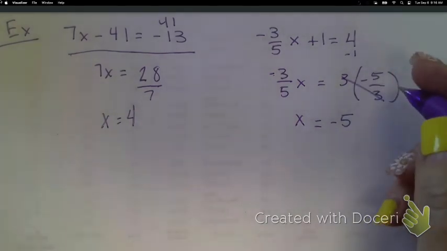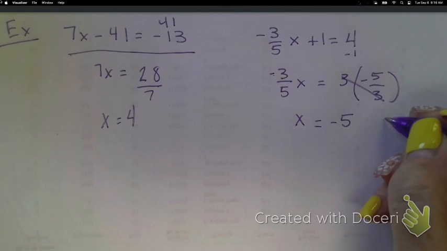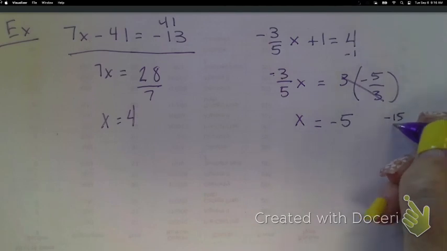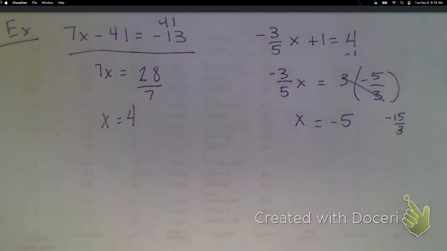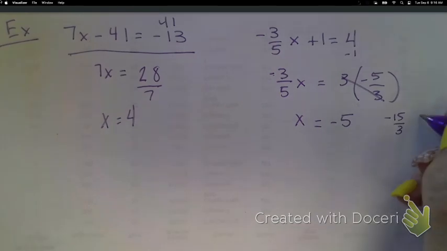Okay, now, can you leave an answer like this? Ever? No. They reduce. Can you leave an answer like this?